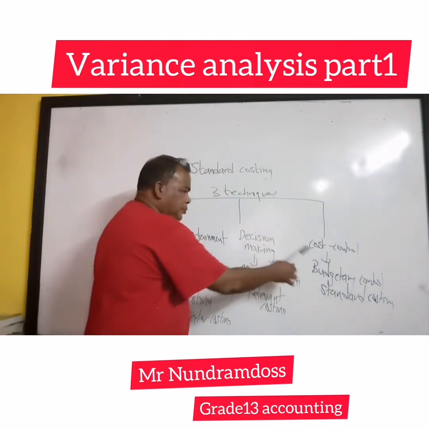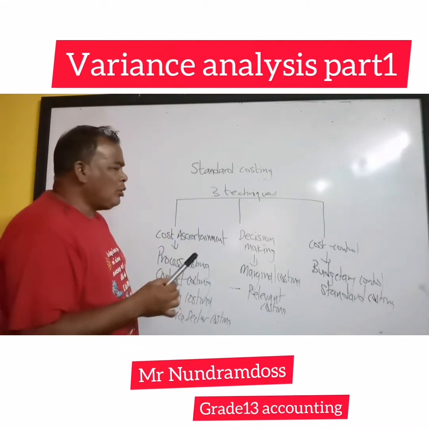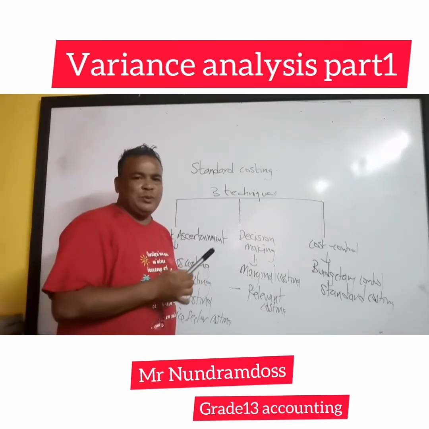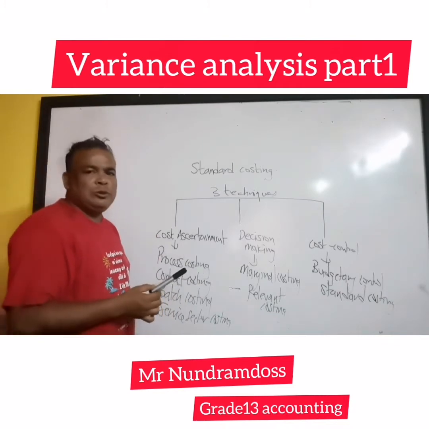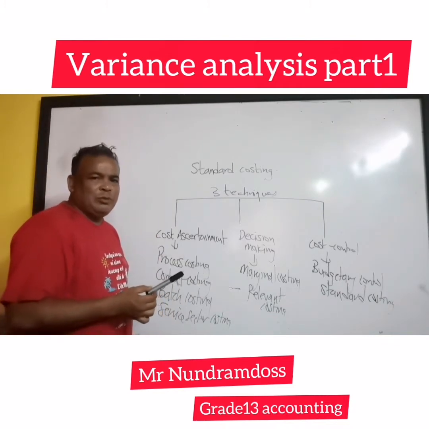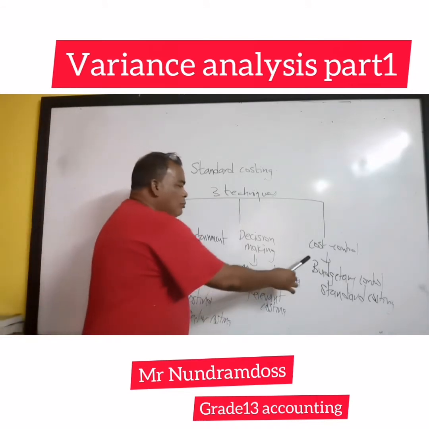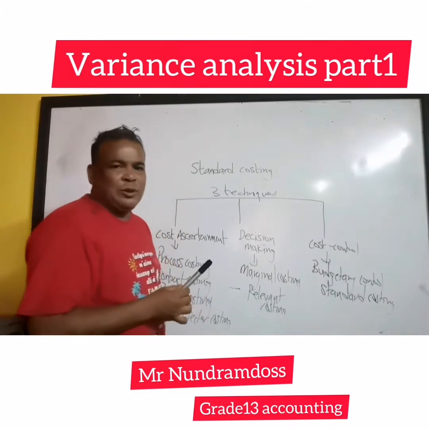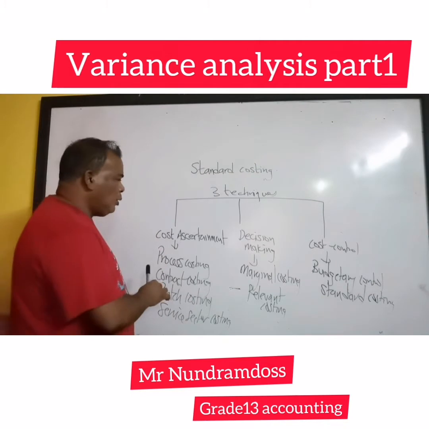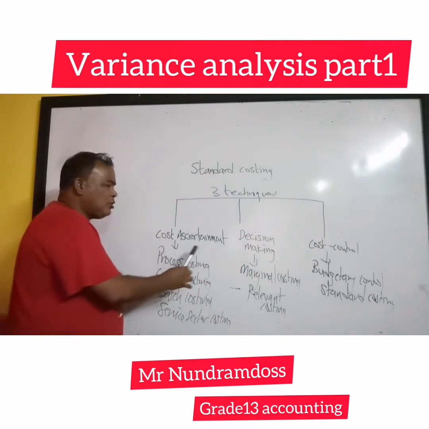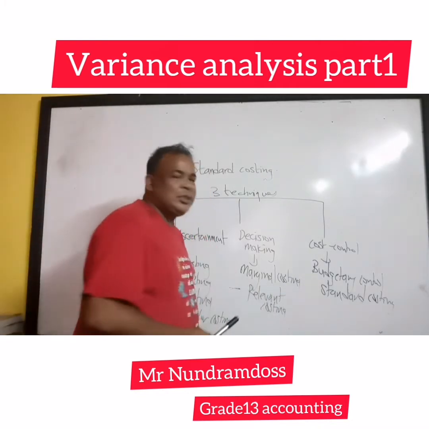Cost control. Once the cost has been calculated, it has to be monitored against the actual cost in order to know whether the business is performing better or not, whether cost is increasing or decreasing. So we make a comparison between future cost, what we call standard cost, and actual cost. So this is the world of costing: cost ascertainment, decision making, and cost control. So today we are going to see standard costing.